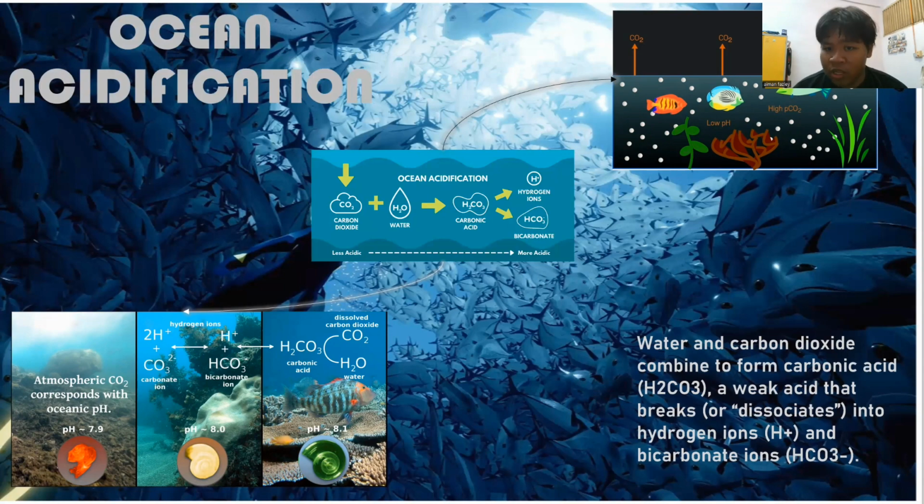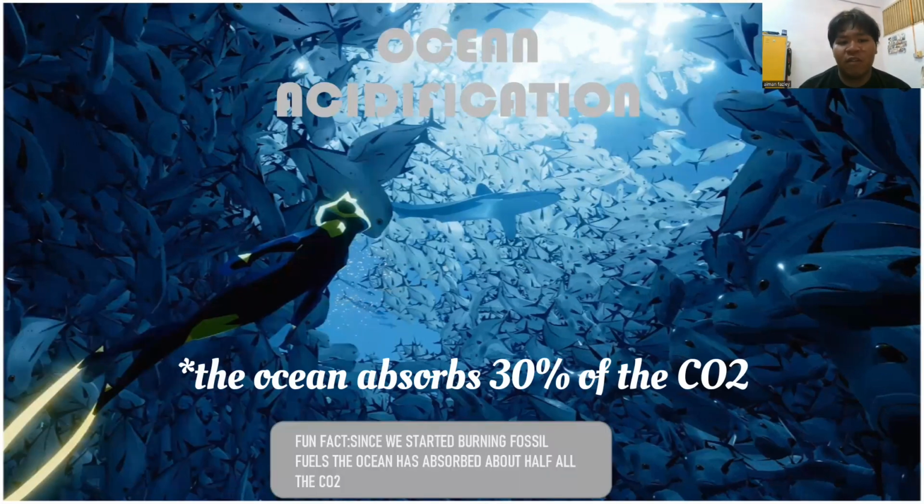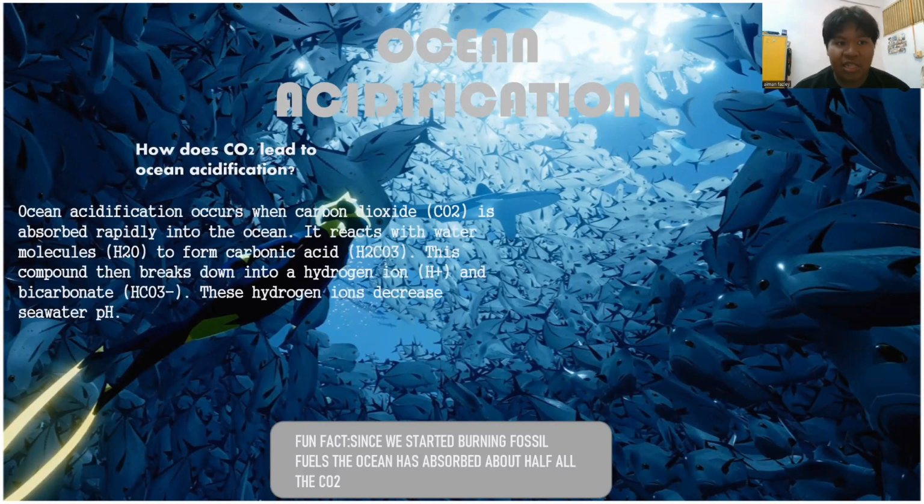Explanation. Water and carbon dioxide combine and form carbonic acid, a weak acid that dissociates into a hydrogen ion and bicarbonate ion. Fun fact, since we started burning fossil fuels, the ocean has absorbed about half of the CO2. So, the question is, how does CO2, or carbon dioxide, lead to ocean acidification? Here are the explanations.